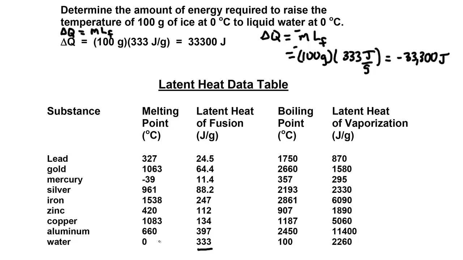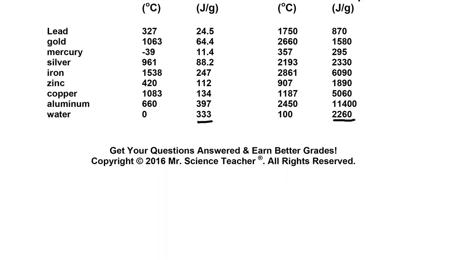Notice for water, 333 joules per gram to go from the solid state to the liquid state. But if we take water from the liquid state and we want to go to the gas state, 2,260 joules for each gram of water. It takes that much energy. Let's do an example with this.